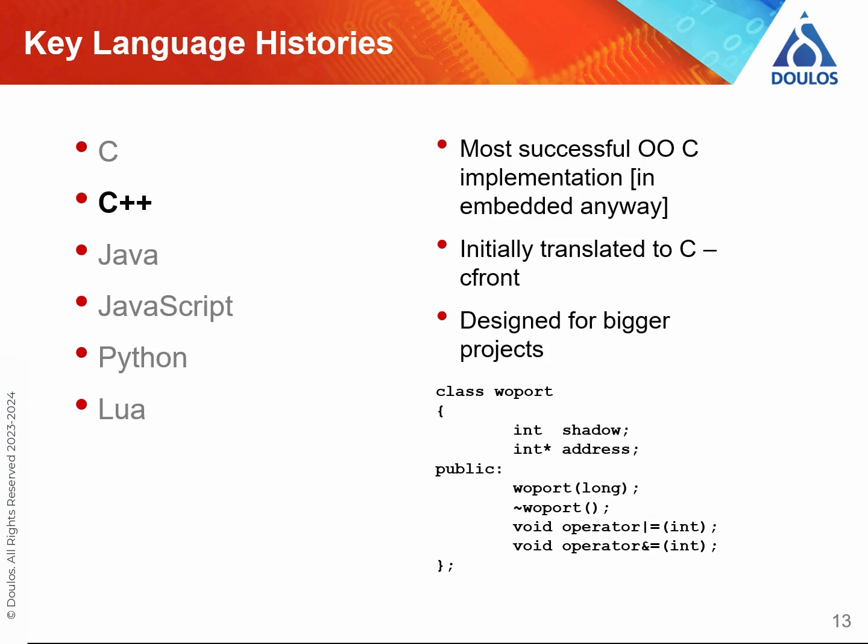C++ was developed from C, and it's really the most successful object-oriented implementation of C, at least in embedded systems. Initially it gained in popularity because it was very easy to create a C++ compiler, because it was just translated from the C++ into C using the C-front application. It's really intended for larger projects where object-oriented languages give you a better way of managing the complexity, such as with classes.